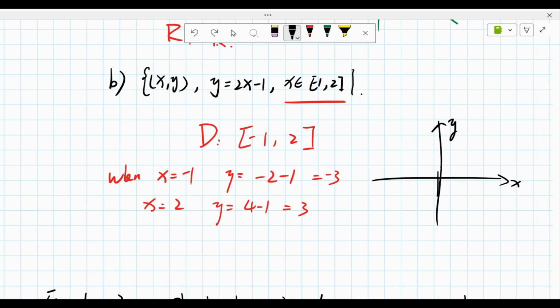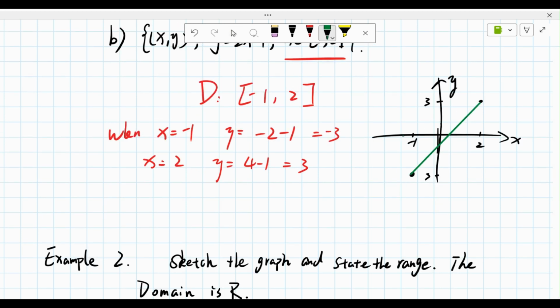Anyway, there is negative 1 to negative 3 and 2 to 3, so we have 2 points connected like that. Perfect, that's it. Do not extend the line past the points, please, because they give you the domain. So just stop there with dots at the points. Then tell me your domain is and tell me your range is. The range looks like from negative 3 to 3.